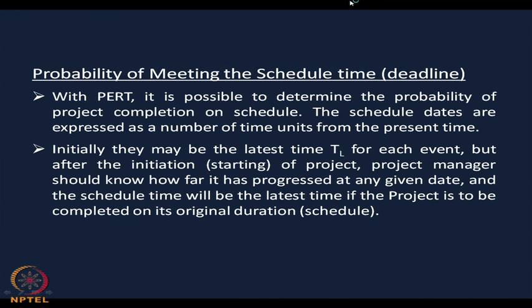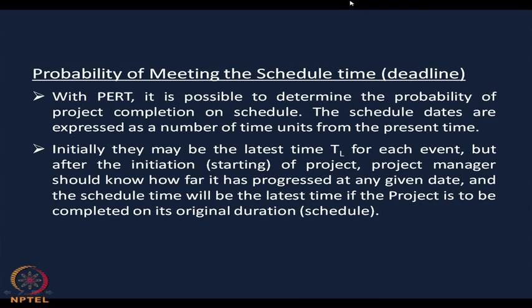Now, next is the probability of meeting the scheduled time. We have a scheduled time. Now, what is the probability that the project will be completed in scheduled time? You have drawn the figure, you have drawn the critical path activity, everything. After that, someone wants to know what is my position now, whether I can complete it in scheduled time or not. For that, how to calculate? For this, we will just see the formulas.